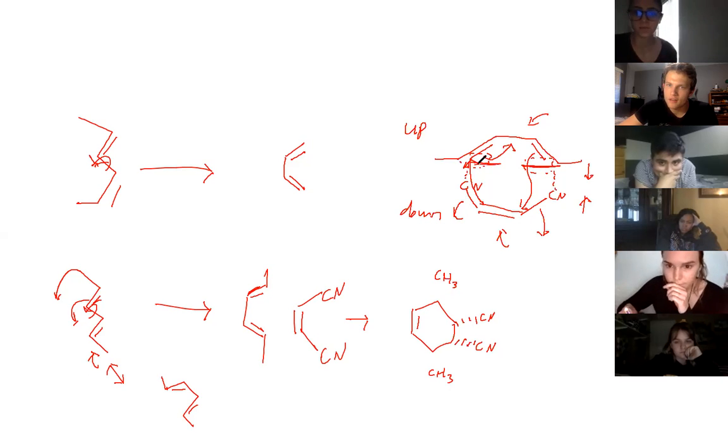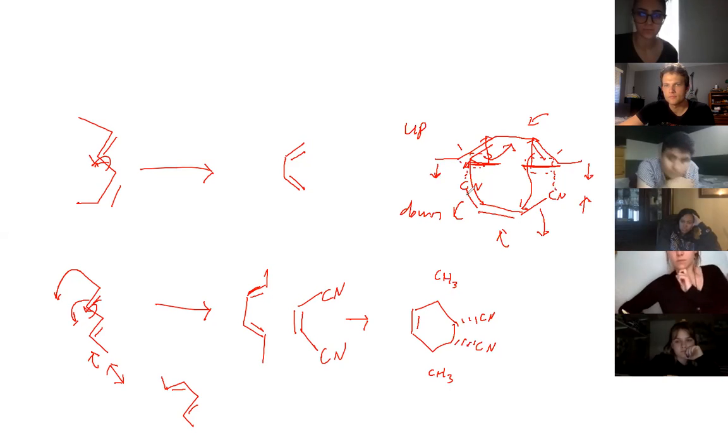I think of it as a lever arm that's attached to this carbon and this carbon. And so when it comes in, it's going to push this lever arm up. And that's going to push these guys down. I'm not sure if that makes any sense at all, but it's the way I thought of it, and I thought it was very helpful.